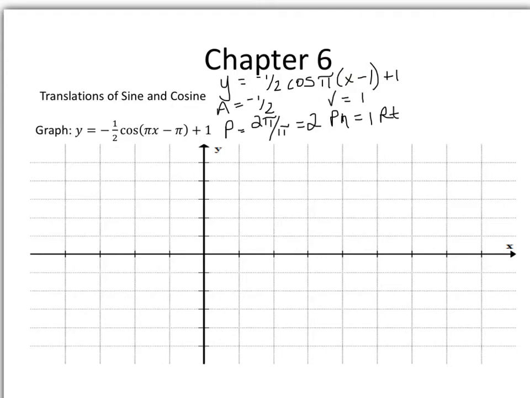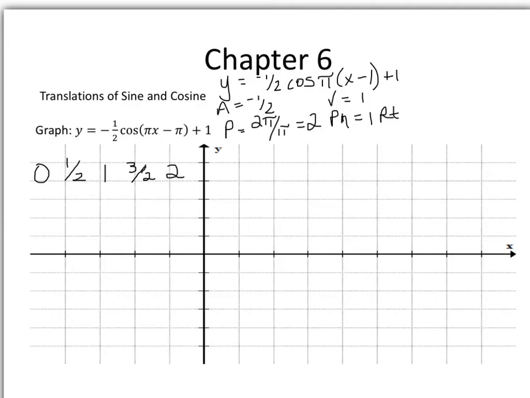I am running out of room a little bit, so I'll do the rest on the negative side of the graph. From here, remember, I want to see your 5 numbers. So the period starts at 0 and ends at 2. Halfway in between there is 1. Halfway from 0 to 1 is a half. And halfway from 1 to 2 is 3 halves.